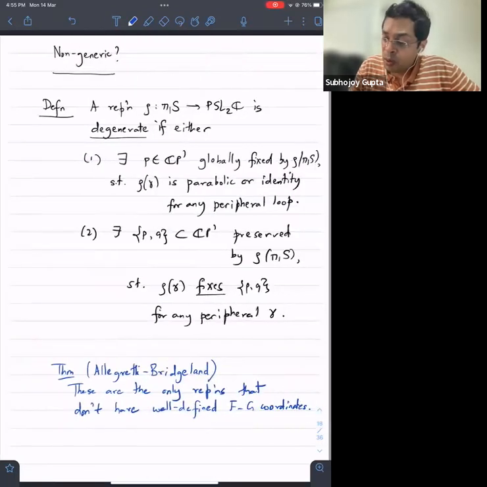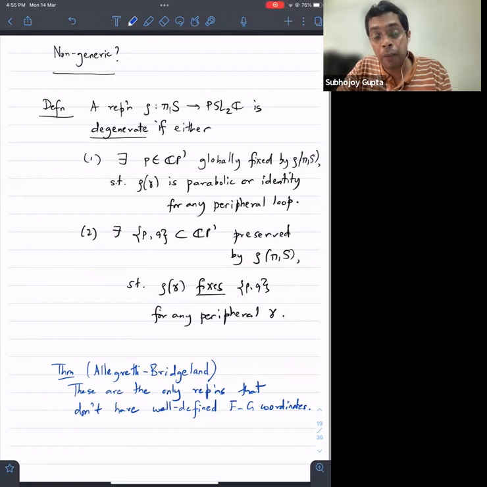The other thing is that we had to start with a generic representation, remember, because we wanted Fock-Goncharov coordinates to work, and that's not defined for every framed representation, for the reasons I gave. But it turns out that it's defined for almost every representation, in particular framed representations that are non-degenerate.